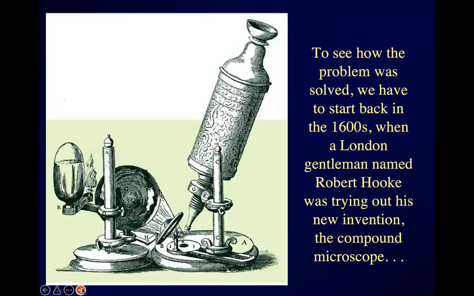And we have to jump back in time to see how this was solved, back to the 1600s, when a gentleman from London by the name of Robert Hooke was trying out an invention of his called the compound microscope. You can see it looks a little bit different from the ones that you have used in lab, but the basic idea is the same. You put several magnifying lenses, one in front of the other, and use their combined power to magnify objects.